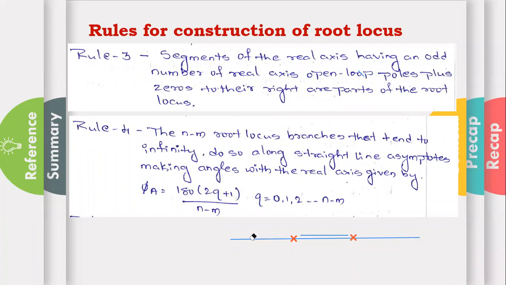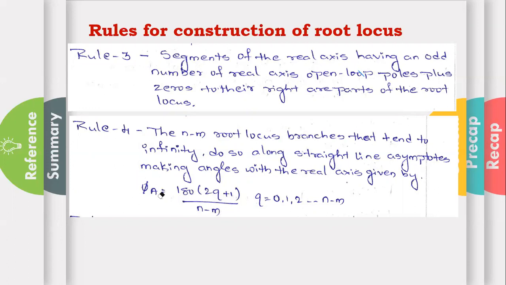Next point is rule number 4. The n minus m root locus branches that tend to infinity, because if there are less number of zeros and more number of poles, then some poles are going to reach to the zeros which are at infinity. So they do so along the straight line called as asymptote, making an angle phi a is equal to 180 into 2q plus 1 divided by n minus m.